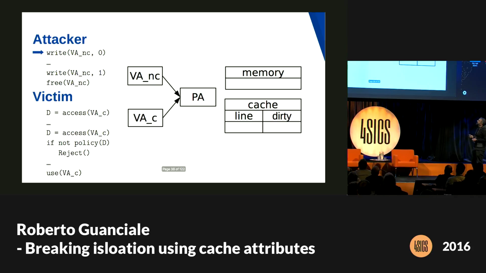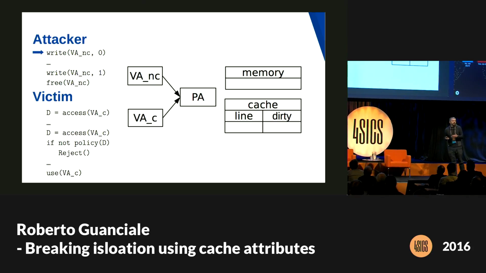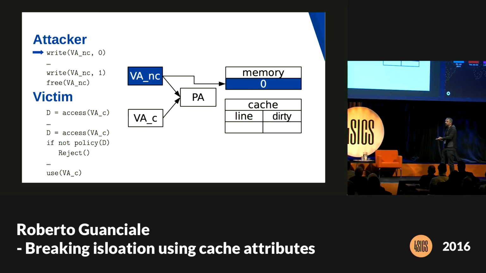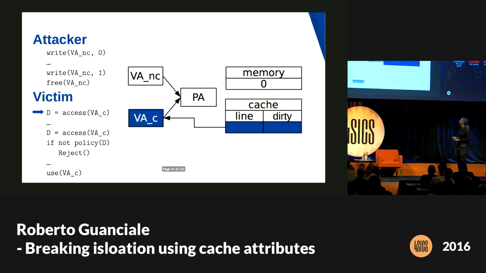So the attacker writes 0 using its own non-cacheable alias. This is not cacheable, so we have an unexpected cache hit. The attacker writes 0 directly into the memory, bypassing the cache completely. For some reason, the victim is scheduled. The victim reads this memory location using a cacheable alias. It tries to access the cache. There is nothing there, so this is fetched from the memory and copied into the cache. Obviously, this line currently is not dirty because no one modified this data until now.